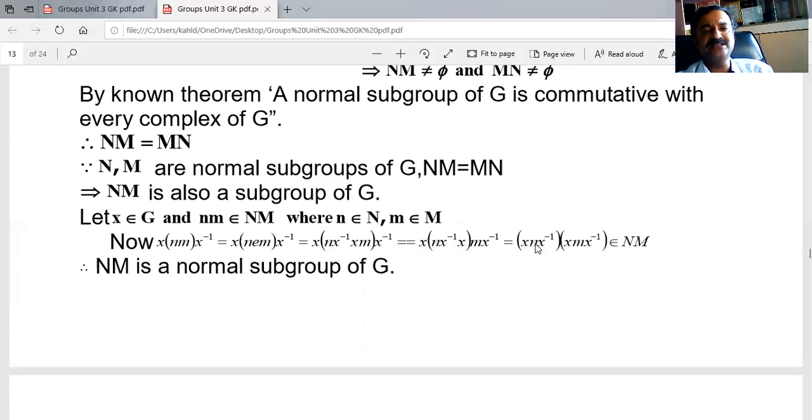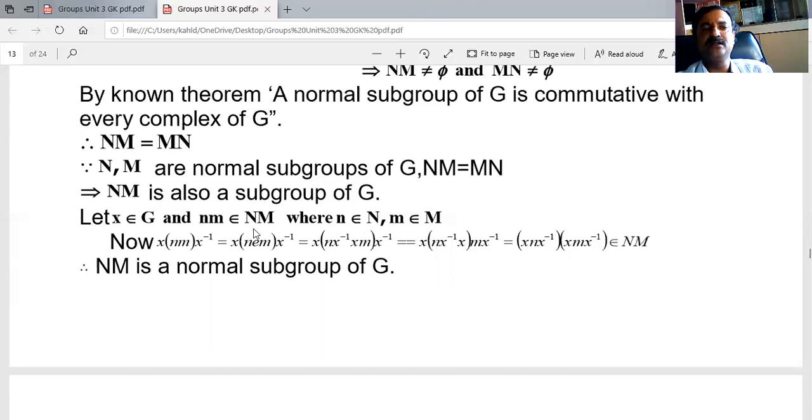Then what happens? x n x inverse, because x belongs to G, n belongs to N, and N is normal, means x n x inverse belongs to N. Okay, right. Then what about x m x inverse? x belongs to G, m belongs to M, and M is also normal. That means x m x inverse belongs to M, by the definition of normal. That means this product belongs to NM. What is this product? x nm x inverse belongs to NM. What have we taken? x is in the big set G, nm is in capital NM. x nm x inverse belongs to NM means NM is normal.